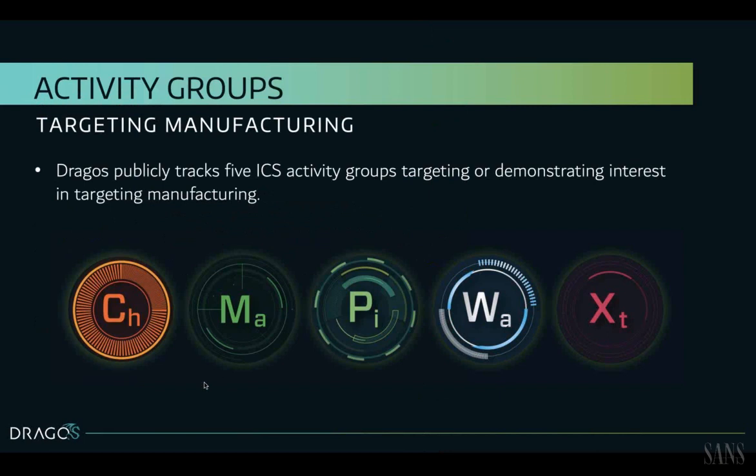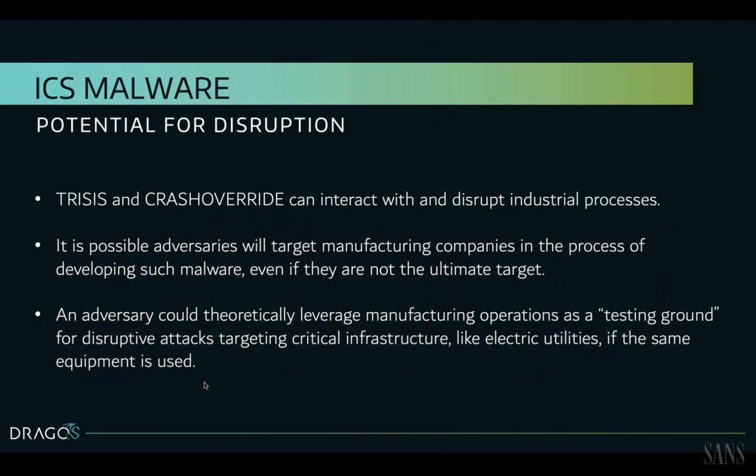So to move on to ICS malware, there are currently two activity groups, Xenotime and Electrum, that have demonstrated the ability to interact with and disrupt operations with malware specifically targeting ICS processes. Trisis, that we mentioned before, and Crash Override, which was a malware specifically targeting an electric transmission station, can interact with and disrupt industrial processes. Although we have not observed either malware family disrupting manufacturing operations, it is possible that these adversaries will target manufacturing companies in the process of developing such malware, even if they are not the ultimate target.